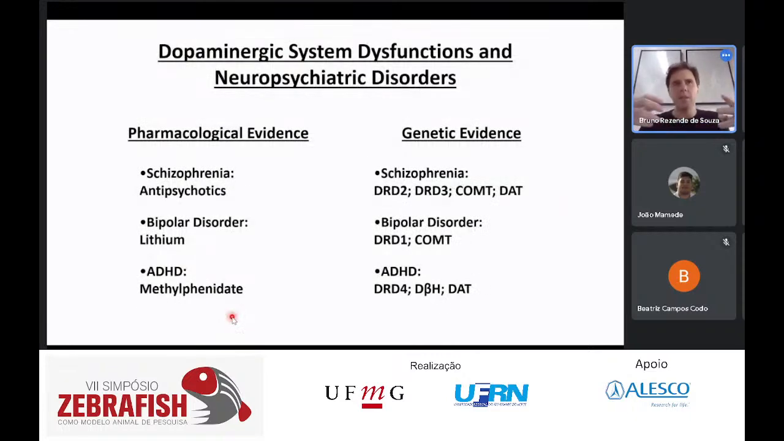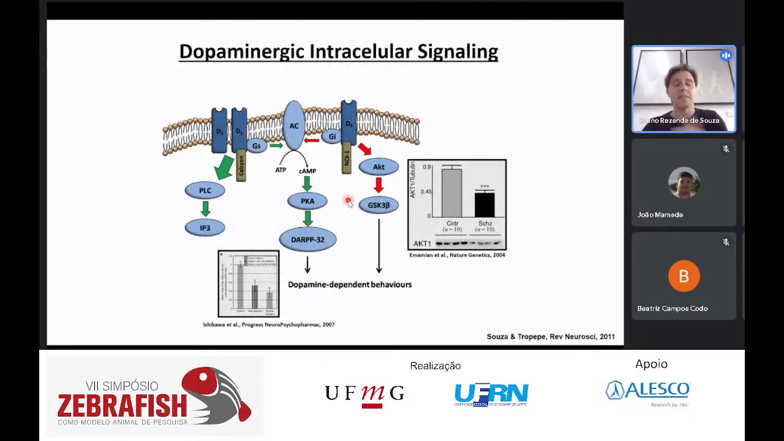And why did we choose the dopaminergic system to understand the development of the brain? First of all, we have a lot of different kinds of evidence that support the role of dopamine, or the dysfunction of the dopaminergic system, in specific disorders. We have pharmacological evidence in schizophrenia, bipolar disorder, and ADHD, and a lot of genetic evidence for the same disorders as well. And in the last 30 years, we are also understanding more about dopaminergic intracellular signaling alterations in a lot of different disorders.